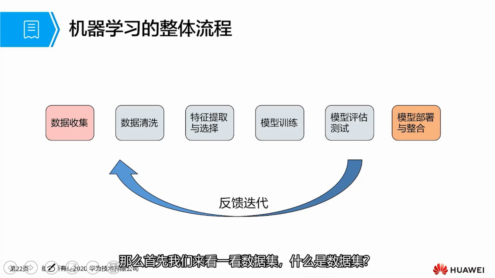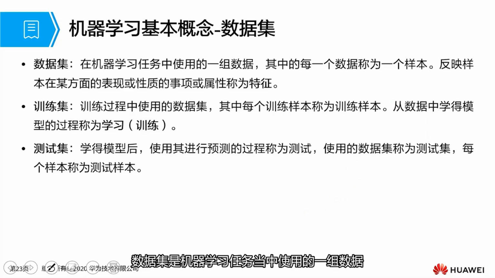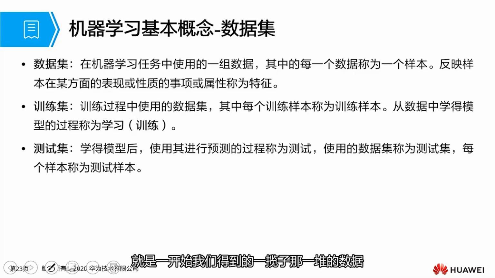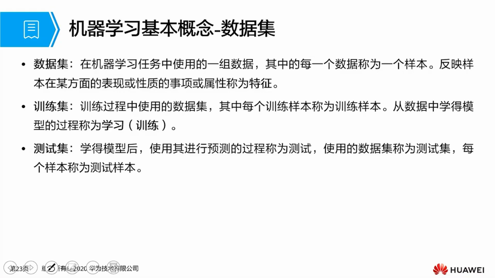First, let's take a look at the dataset. What is a dataset? A dataset is a set of data used in machine learning tasks. Each piece of data is called a sample, reflecting the performance or characteristics of the sample, or in other words, attributes, which are called features. The dataset is like the basket we initially obtained, that pile of data. In the data, we call each attribute a feature.